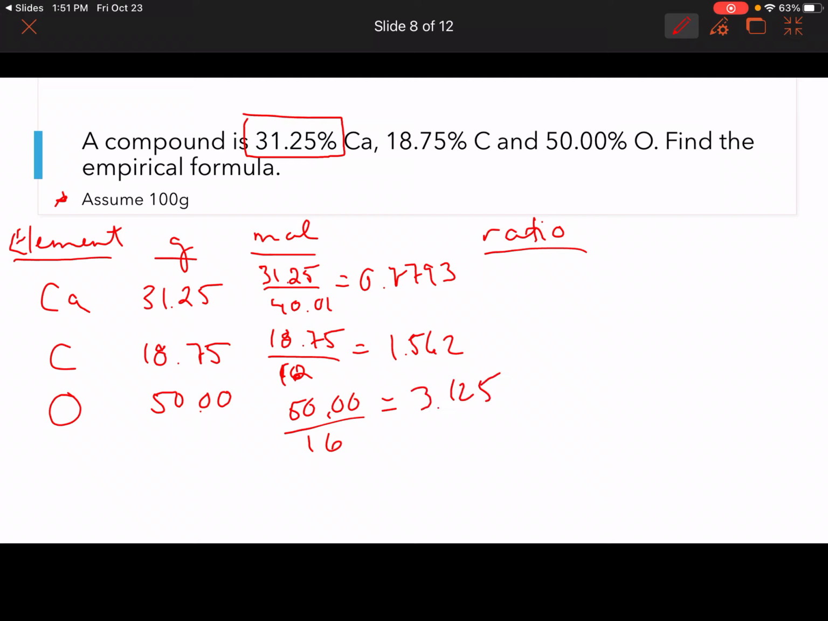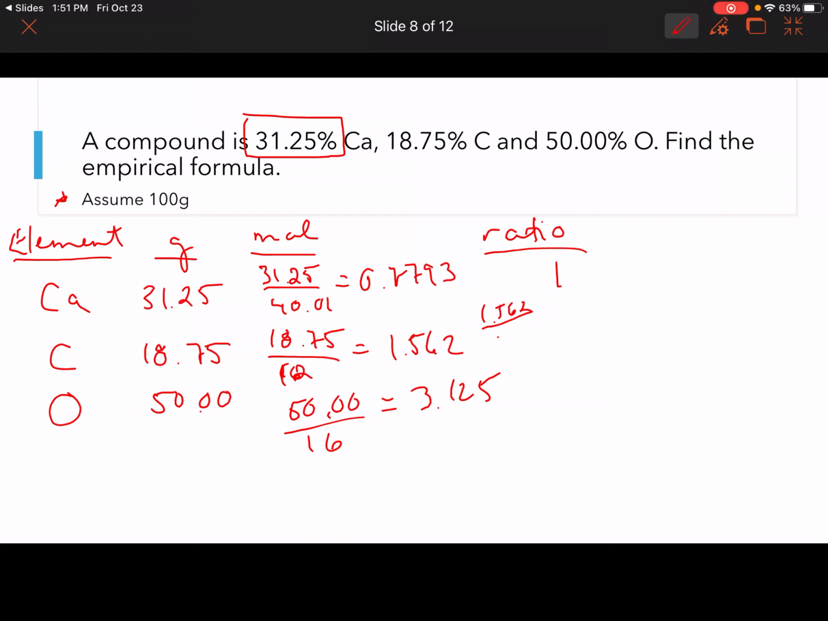So these are my moles. Now, just like the copper sulfate lab, if you want to compare or find the ratio between them, you want to find out how many times they go into each other. So you're going to have to divide by the smallest number. And if you divide them all by the smallest number, which is 0.7793, you're going to get a ratio of 1 here.